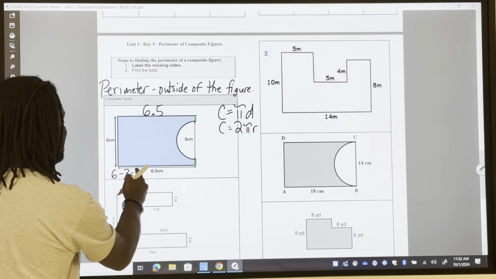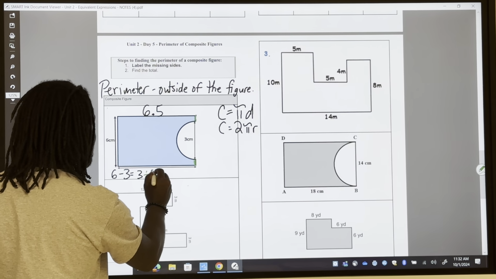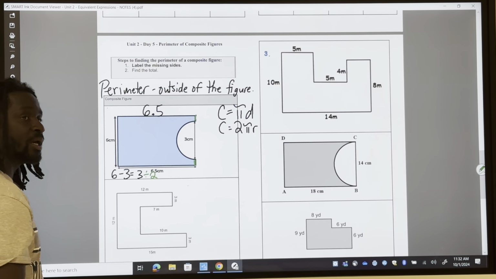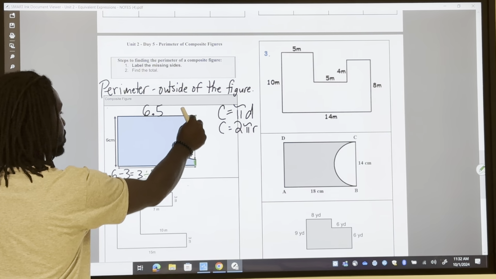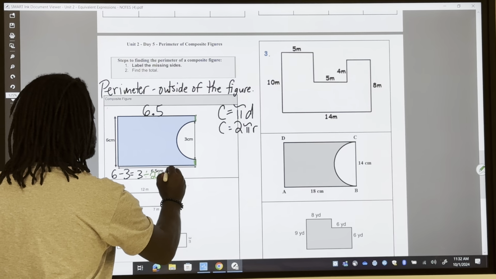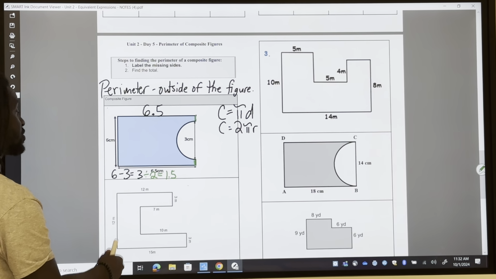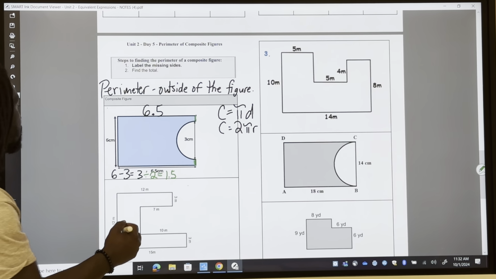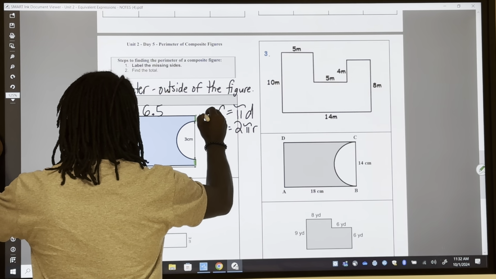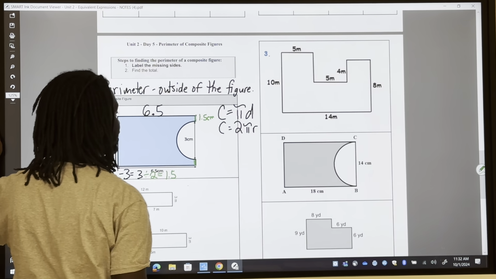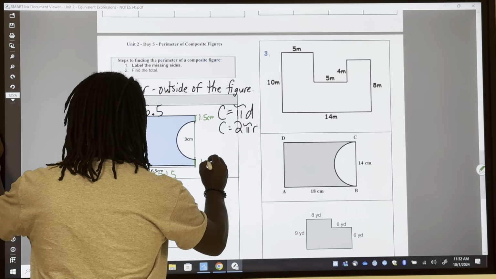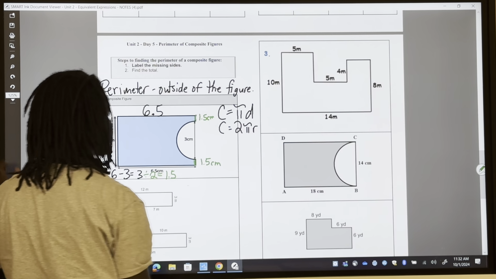So what I got to do is take what's left over and divide that by 2, and that's going to give me the amount for that little piece. Okay, so it's 1.5. Okay, so 3 divided by 2 is 1.5. So this is 1.5 centimeters, that little piece right there, and then this is 1.5 centimeters right there.